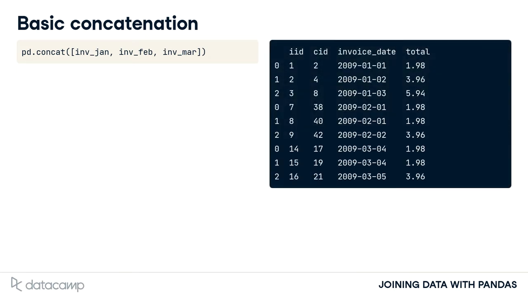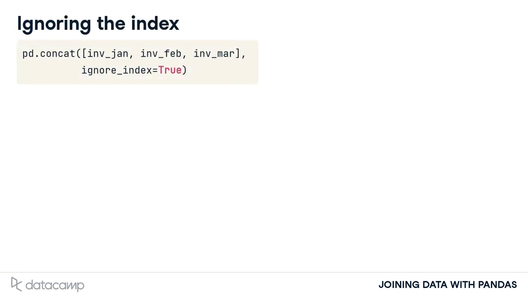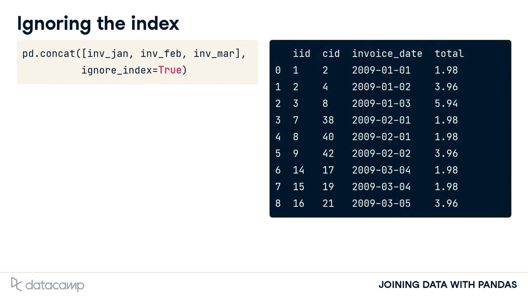Notice each table's index value was retained. If the index contains no valuable information, then we can ignore it in the concat method by setting the ignore_index to true. The result is that the index will go from 0 to n-1.